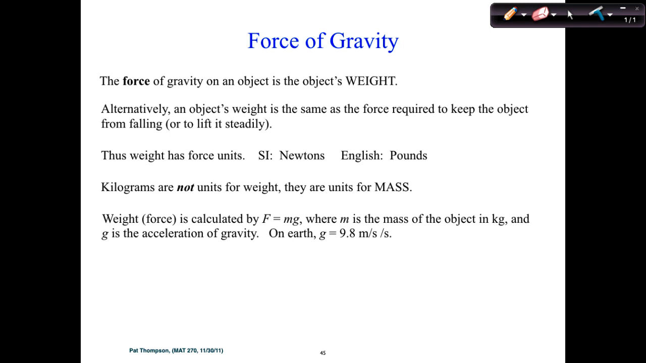So weight in the metric system, since it's force in newtons, is calculated by mass times gravity. This is how you would, given the mass, get weight. m is the mass of the object in kilograms. g is the acceleration of gravity. So g for Earth is 9.8 meters per second per second. So in problems, if you're given the mass in kilograms and you need the weight force, you need to use F equals mg.